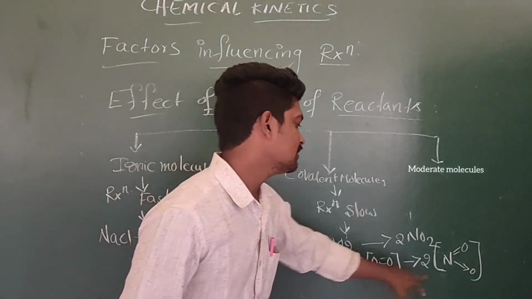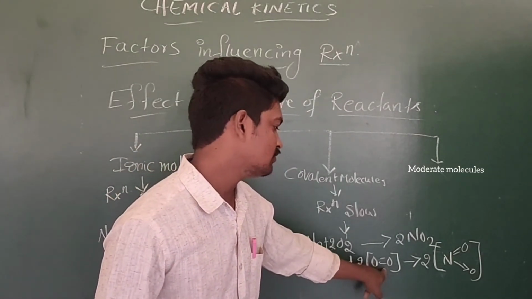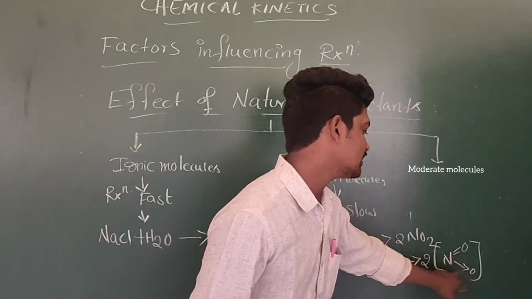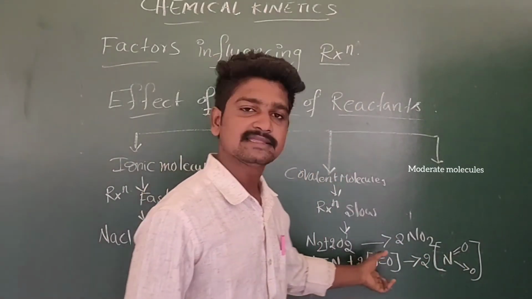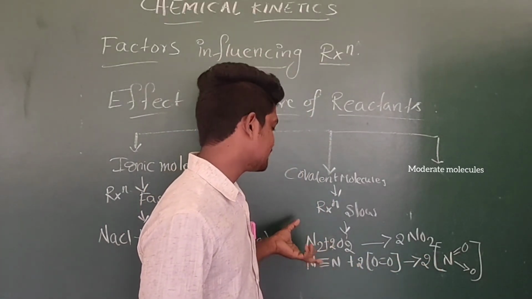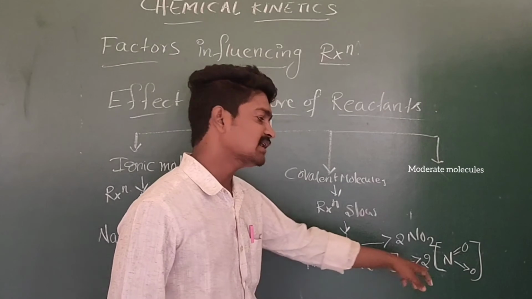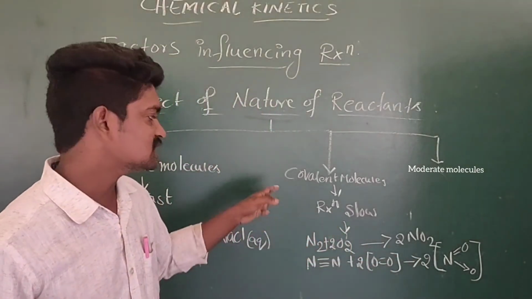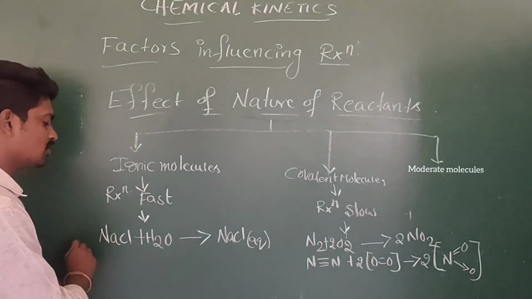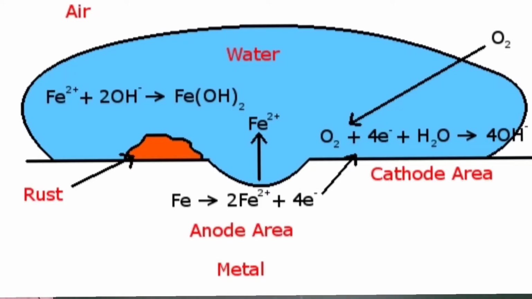Here there are many bonds involved. So see, 3, 2. So 3, 2 into 2, 4. So again 2 into 3, 6. There are nearly 13 bonds involved in this equation. So that's why the rate of reaction is slow, because there is making and breaking of bonds involved in the reaction. That's why the rate of reaction of covalent molecules is slow. Here there is no breaking and making of bonds. That's why the rate of reaction of ionic molecules is fast.